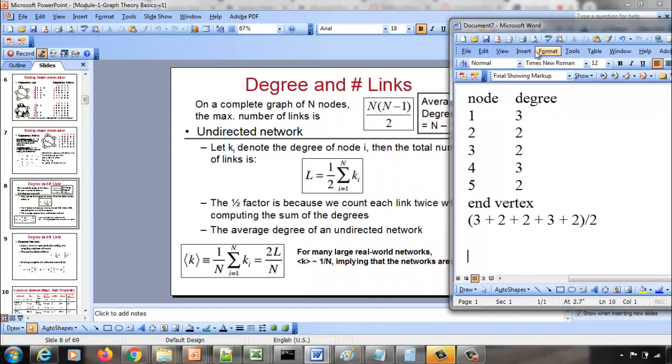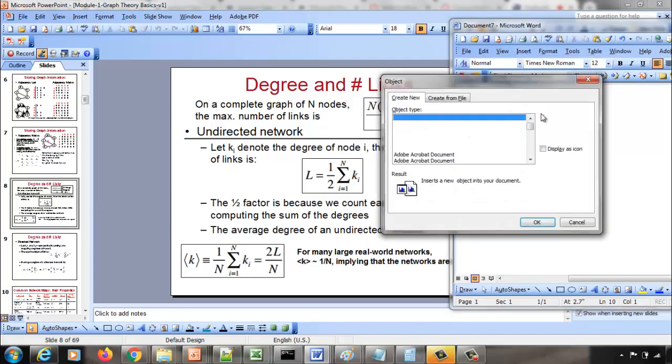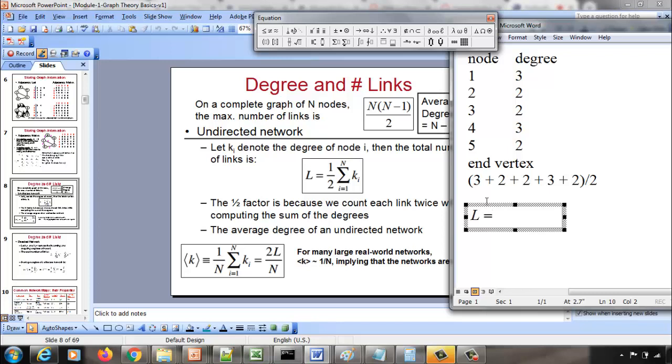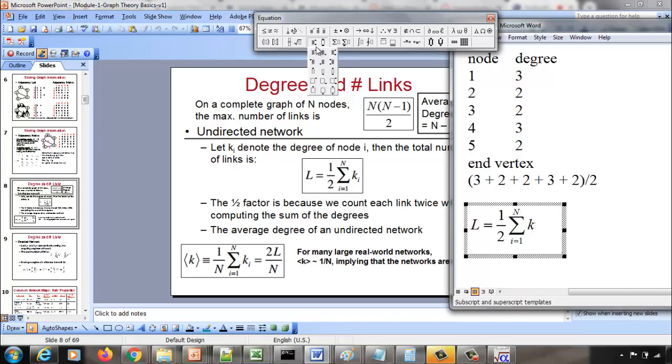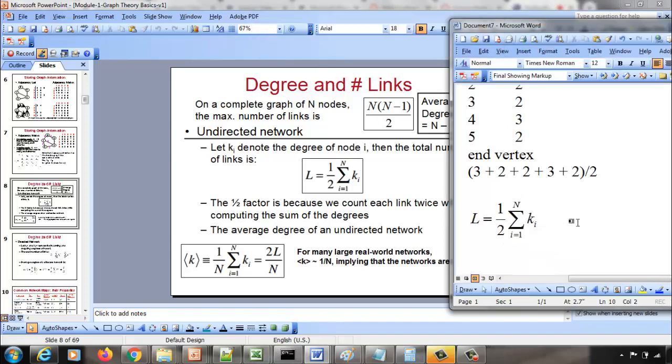So what we have proved right now is this. The number of links in the graph is 1/2 of the sum of the node degrees, i equals 1 to n. So n is the number of nodes and ki is the degree of node i. So this is what we kind of proved, or got ourselves convinced of, that there's a relation between the sum of the node degrees and the number of links in the graph.